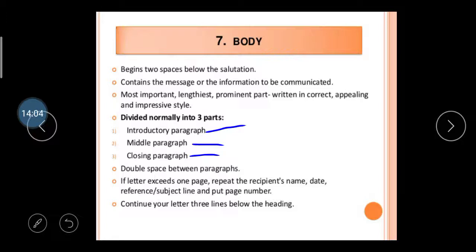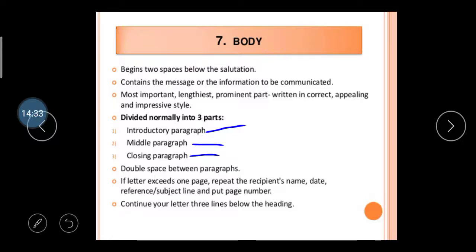Whenever you write the letter, you must be aware that your letter must be complete in one page. Okay, because it creates a good image, and whenever you write your letter on two pages, it makes your letter lengthy and time consuming, and it creates a negative impact. So the letter must be completed in one page.